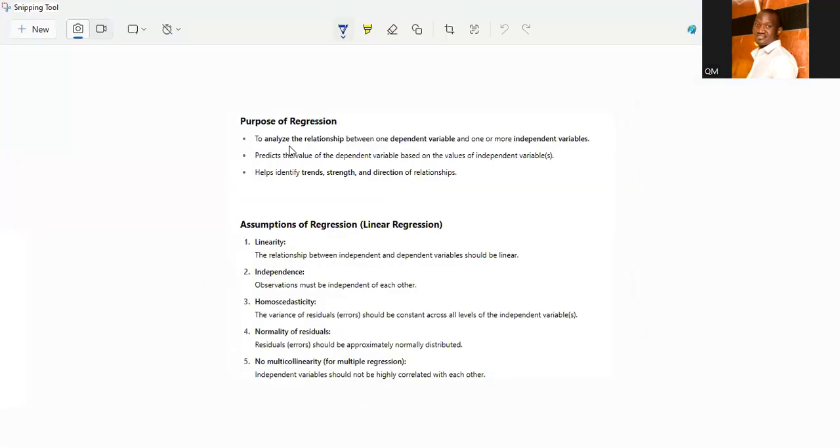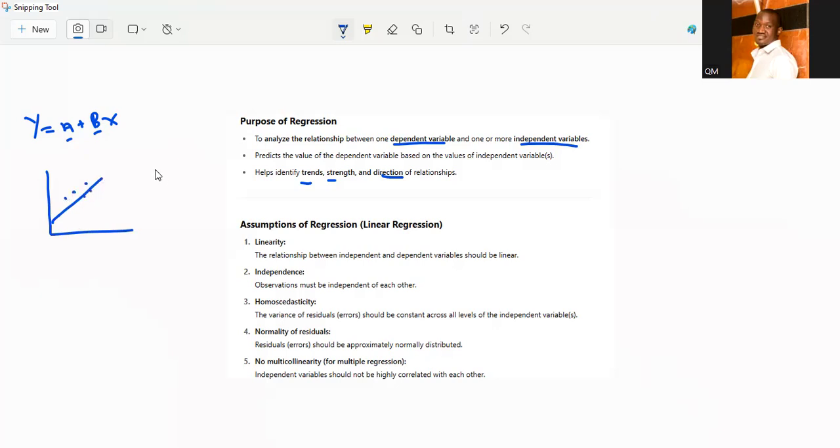Regression is used to analyze relationships between one dependent variable and one or more independent variables. It is used to predict the dependent variable based on the independent variables. It helps you to identify the trends, the strength, and the direction. The regression is given by y = a + bx, where b is the gradient and a is the intercept, the cutting place. Relationships can either be positive and strong.